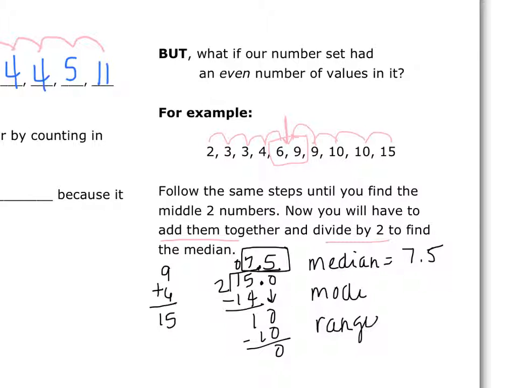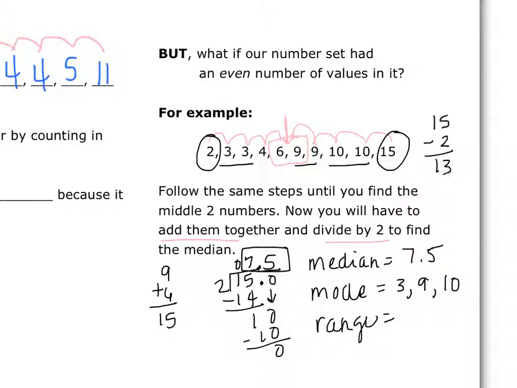All right. Now we can also look at this piece of information and get our mode and our range. So our mode is the number that's most often used, and I have 3 that's used 2 times, I have 9 that's used 2 times, and I also have 10. So again, we're going to list these. 3, 9, and 10 are my modes, and my range is I take my highest number and I'm going to subtract my lowest number from it. 15 minus 2 is 13, and so my range is 13 points.